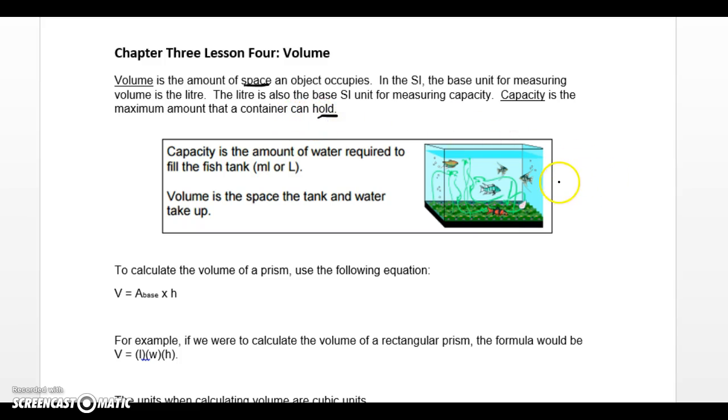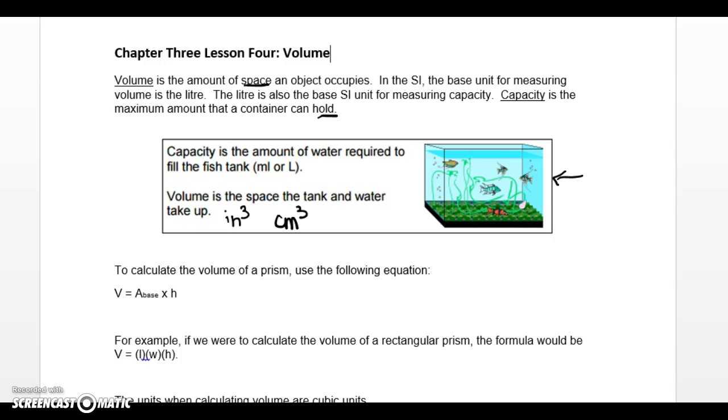So say, for example, we have a fish tank here. When we're talking about the capacity, we're looking at how many liters or milliliters of water we could put inside that tank. Whereas the volume itself is looking at how much space the tank and the water inside that tank take up. So those are two different things, and typically they have two different types of units. In our situations, capacity is going to be in milliliters or liters, and volume is going to be in inches cubed, or centimeters cubed, or whatever kind of dimensions we're given for our object.